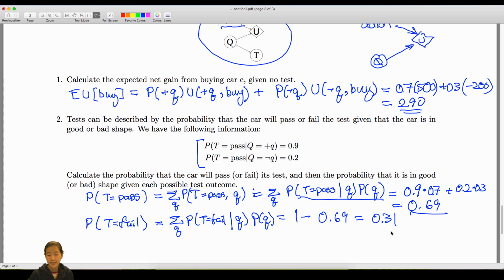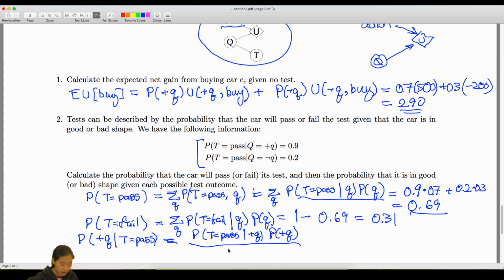Okay, so now that we have these two, we can go on to calculate the probability that it is good or bad given the possible test outcome. So let's first check to see if it is good quality given that it passes the test. We can calculate the other one, but we're just not going to check that the quality is bad given each of the tests, because for that one we can use the same trick and do one minus it. So let's start off with the probability that the quality is good given that it passes. For this one, we can use Bayes' rule. This is equal to the probability that the test passes given that the quality is good, multiplied by the probability that the quality is good, divided by the probability that the test passes.